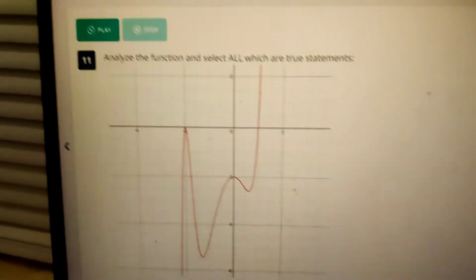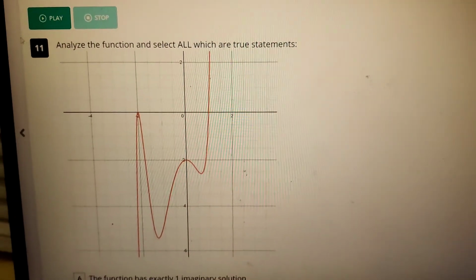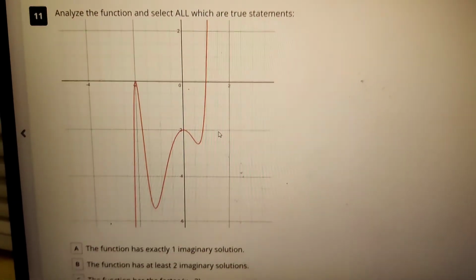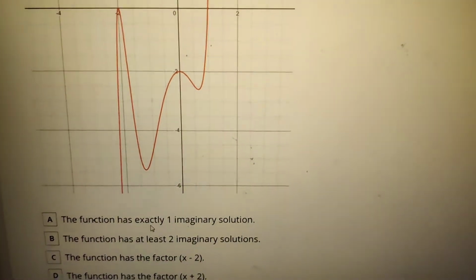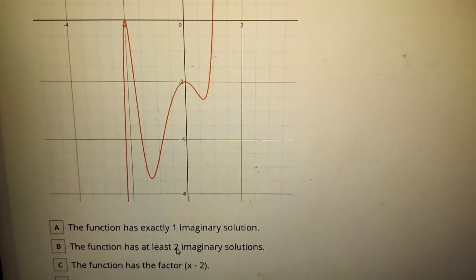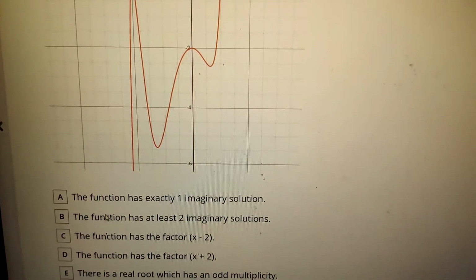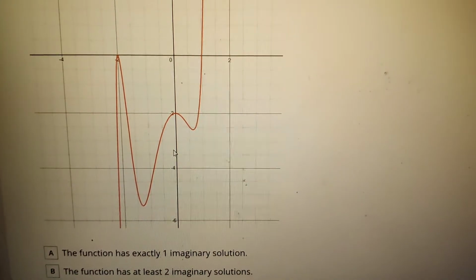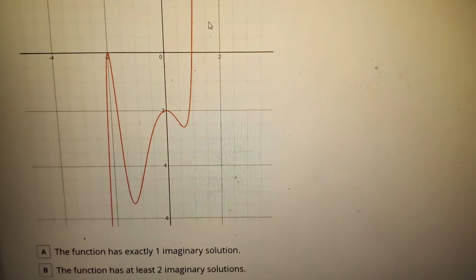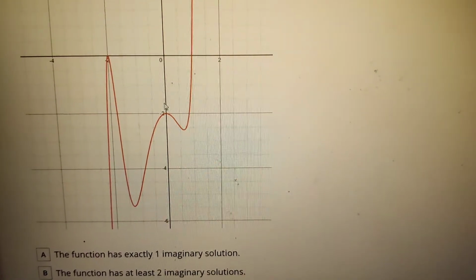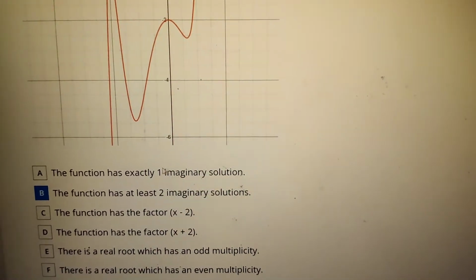Alright, and then one of these long ones here, analyze the function, select all which are true statements. So definitely most people missed at least part of this question. The function has exactly one imaginary solution. Impossible. Right? You have to have at least 2 or 4 or 6 and so on. Imaginaries always come in pairs. Alright, but we definitely have some imaginary solutions, right? Because we have these extra curves, these extra bends. So that means we have imaginary solutions. Alright? So the function does have at least 2. But remember, guys, imaginaries always come in pairs.